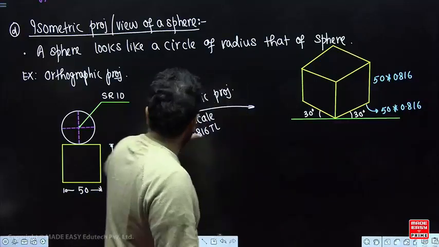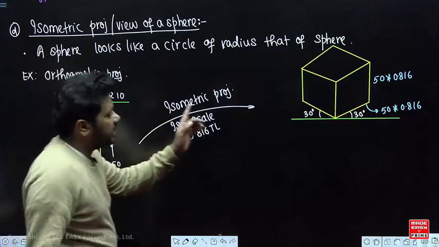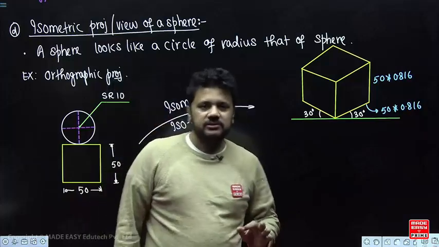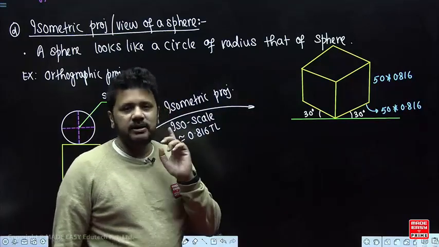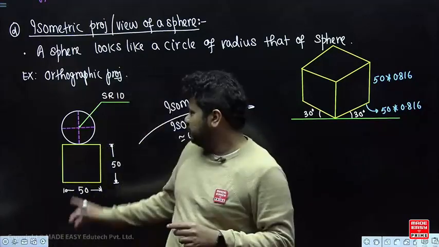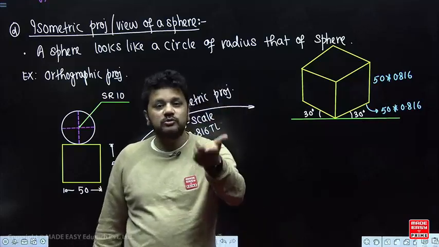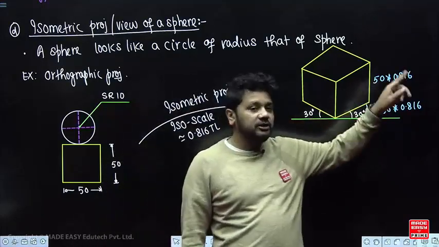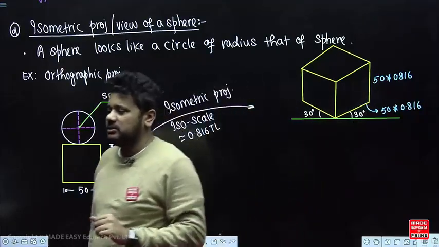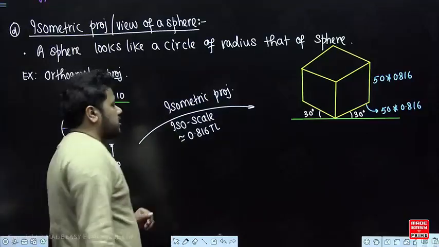So that means if the actual length is 50 and I do the isometric projection, the length will be reduced by a factor of 0.816. So if it is a length of 50, how much will you see? It is 50 into 0.816. That is the meaning of isometric projection. Clear? Okay.